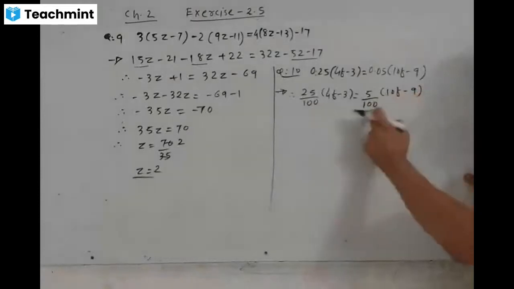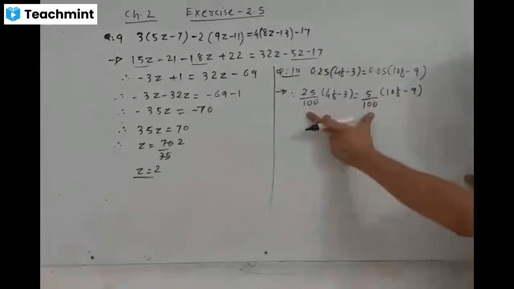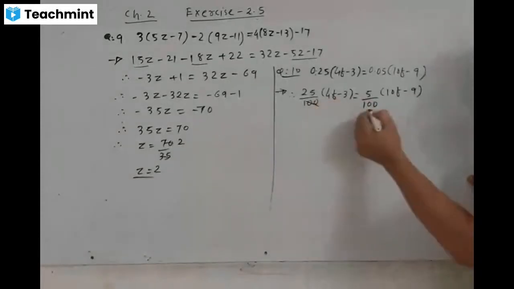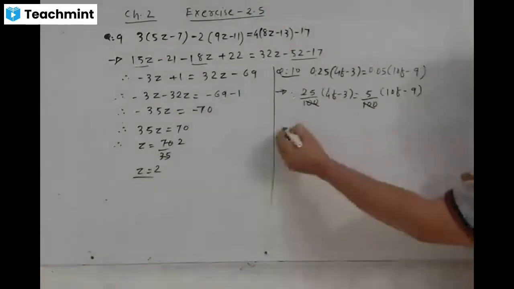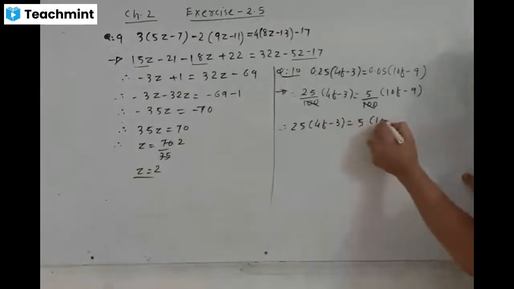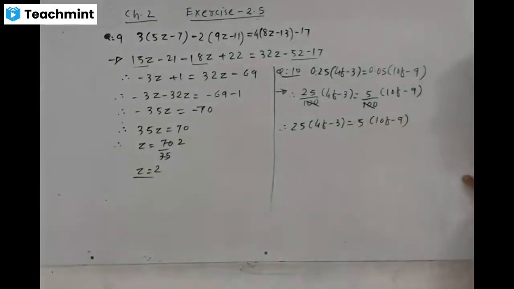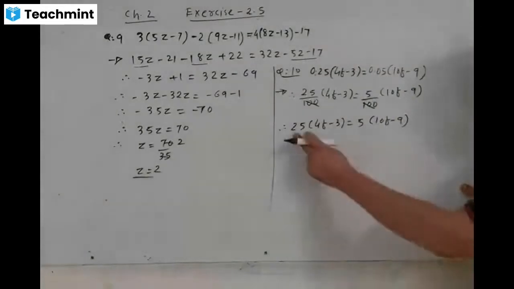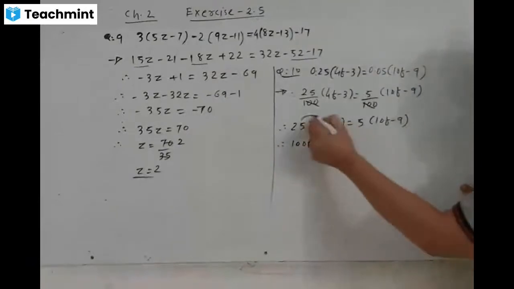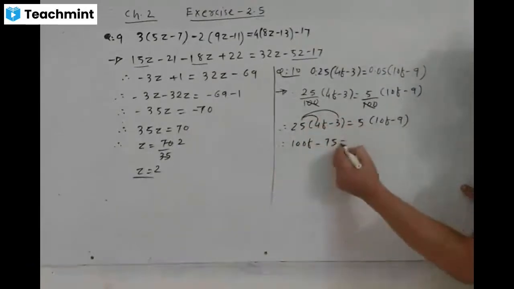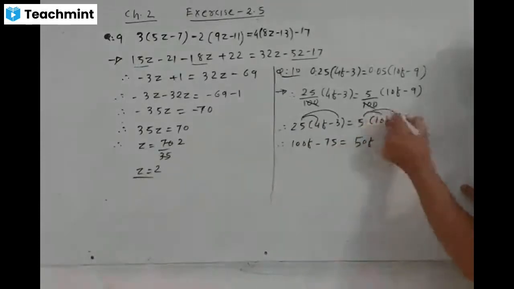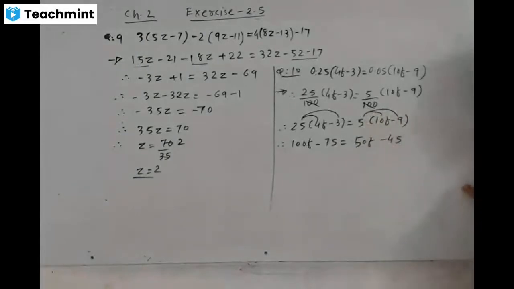10f minus 9. Both denominators are the same and both are on opposite sides, so both 100s will cancel. Therefore 25 into bracket 4f minus 3 equals 5 into bracket 10f minus 9. Here apply the distributive law. 25 into 4 is 100f, and 25 into 3 is 75, and 5 into 10 is 50f, and 5 into 9 is minus 45.